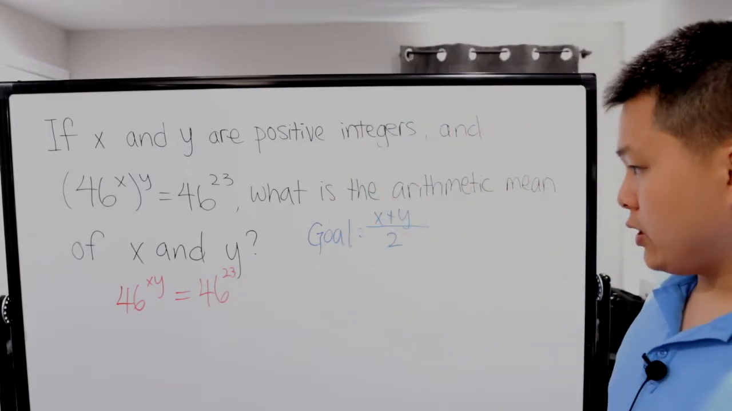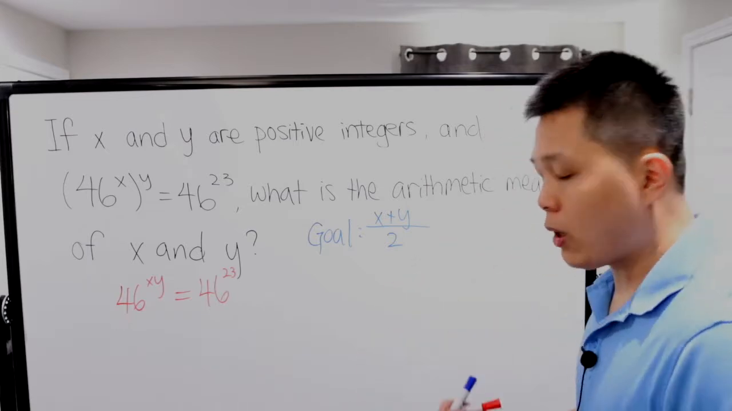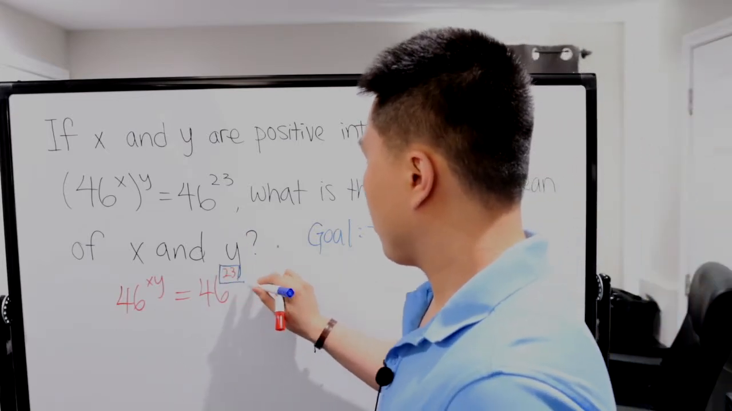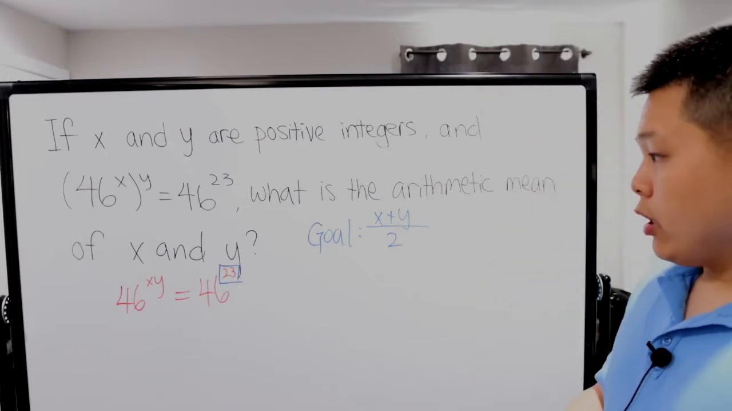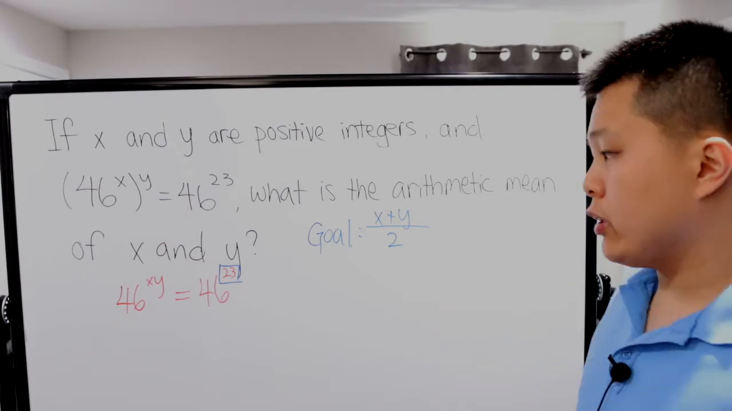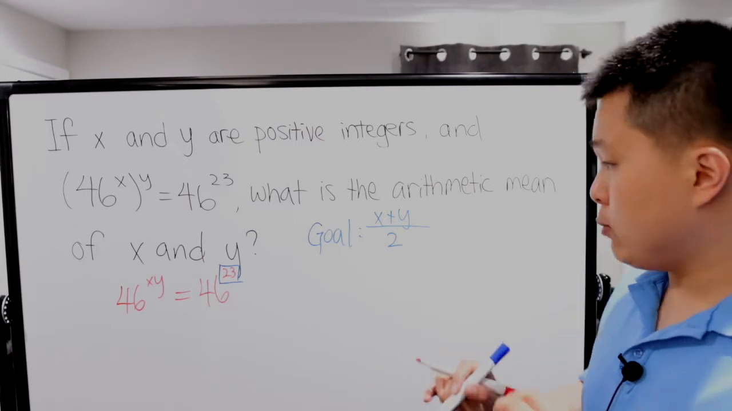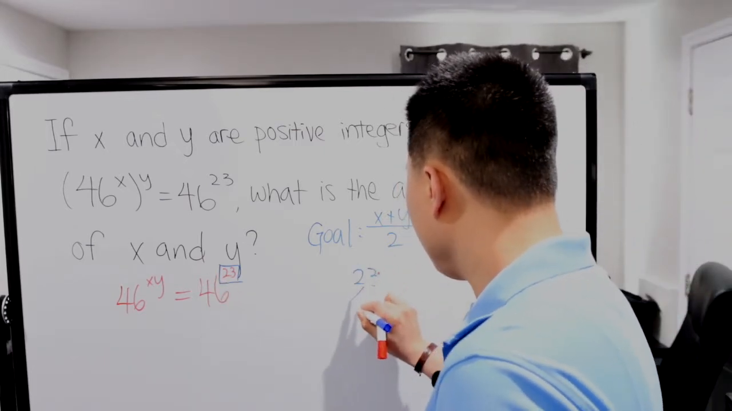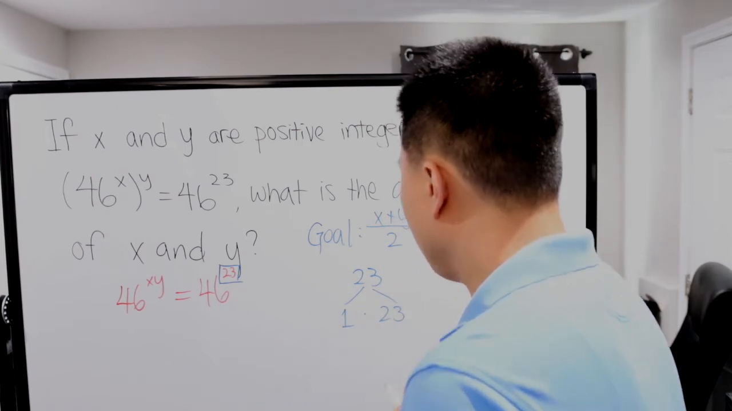Now, at this point, we're kind of stuck. Here's the hidden key that, if you can see this, is what makes this problem so easy. And it is this right here, the 23. 23 is a prime number. So what does that mean? When you try to break it down into smaller factors, smaller numbers that multiply together to become 23, it's not possible. The only factors you can break 23 down to is just 1 times 23. So that's the key. It's a prime number. So 23 is basically just 1 times 23, right?